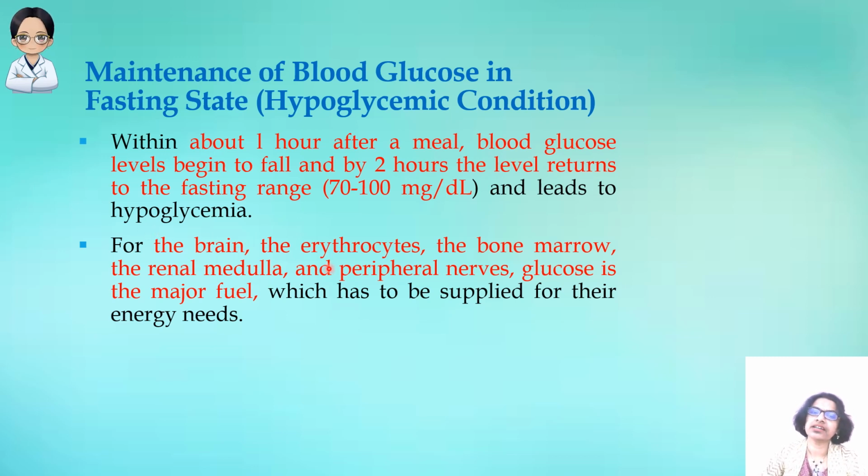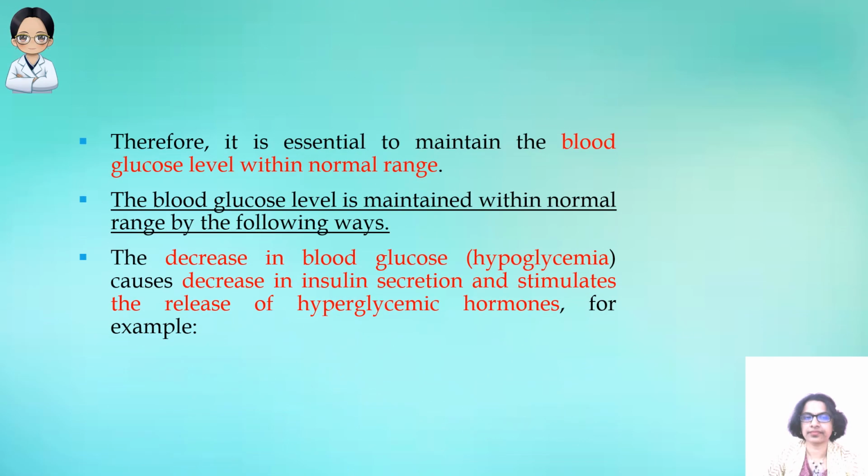For the brain, the erythrocytes, the bone marrow, the renal medulla, and the peripheral nerves, glucose is the major fuel. So all these organs utilize glucose as the major fuel, which has to be supplied for their energy needs. Therefore, it is essential to maintain the blood glucose level within normal ranges. How is it managing its normal ranges? The blood glucose level is maintained within the normal range in the following ways.